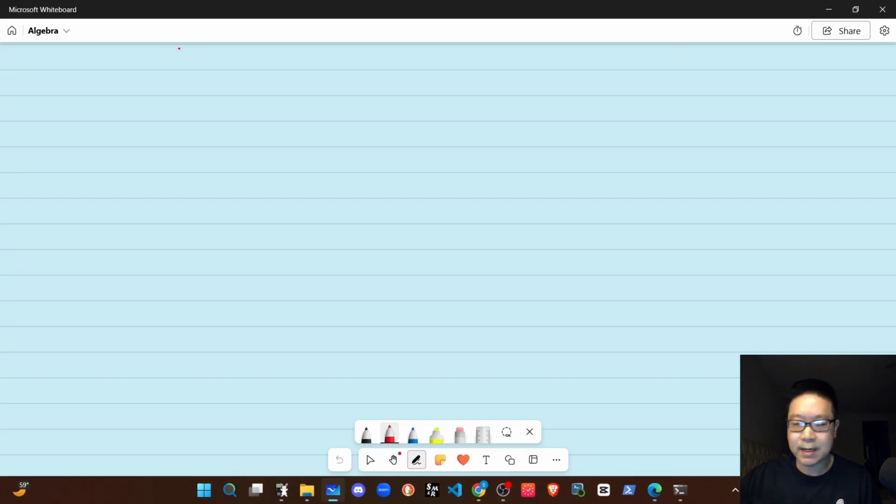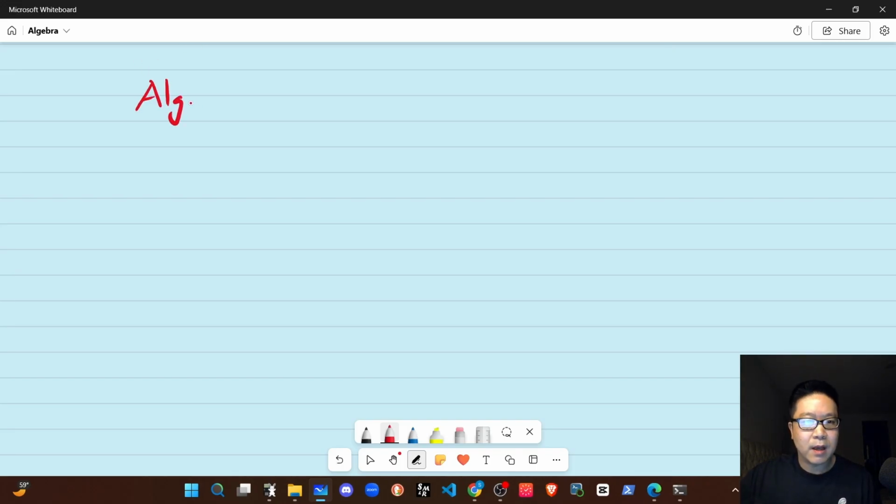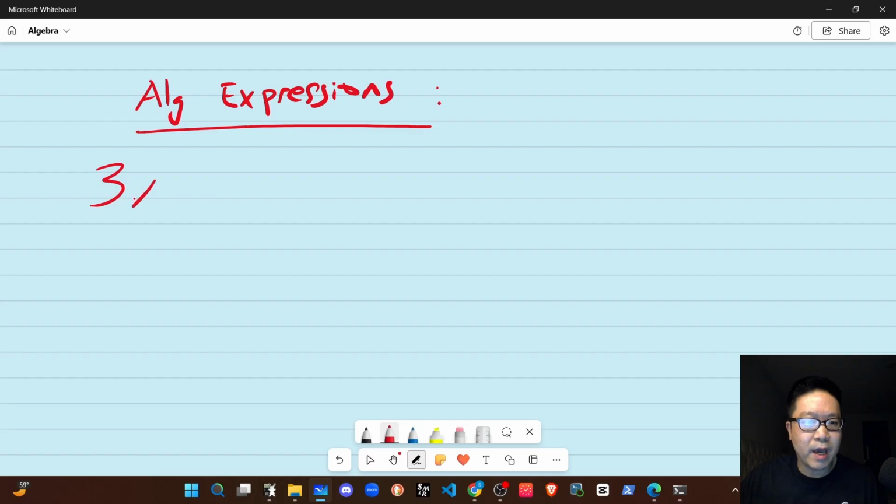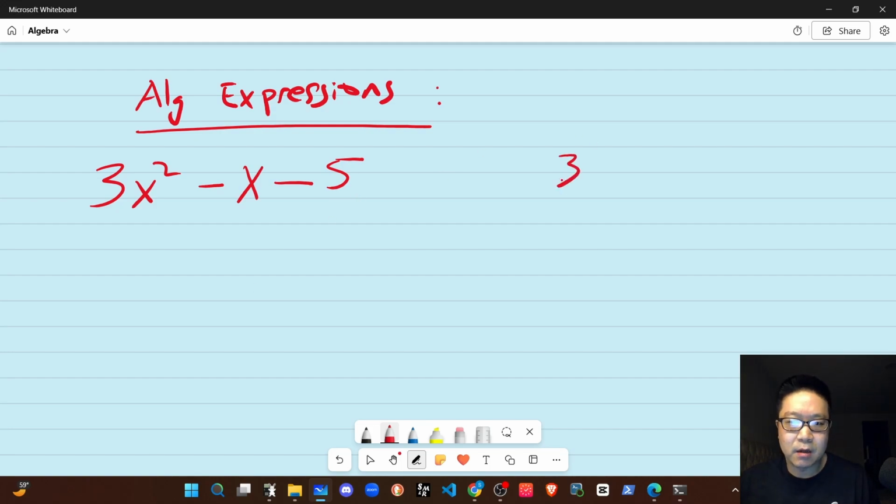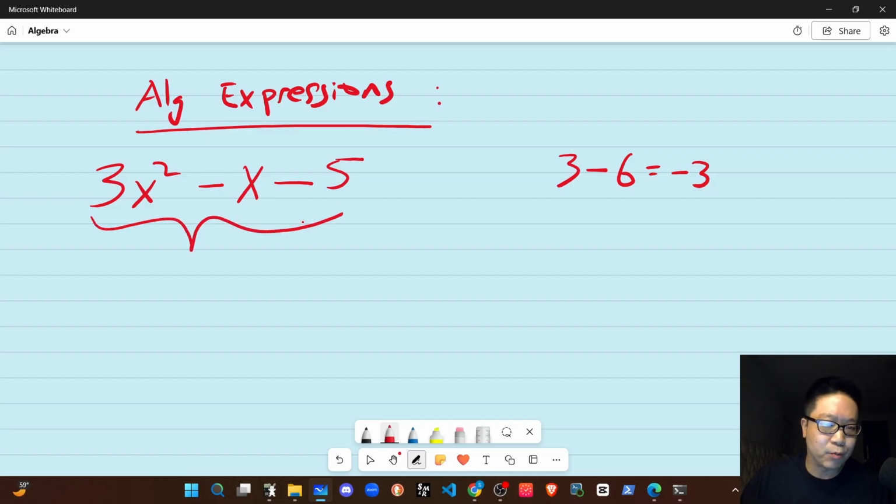So we went over things like algebraic expressions. Okay, so this would be something like 3x squared over x minus 5. And this is different from something like 3 minus 6. So 3 minus 6 is not an algebraic expression. It's just -3. But if you run into an expression with variables and coefficients, you know you have an algebraic expression.